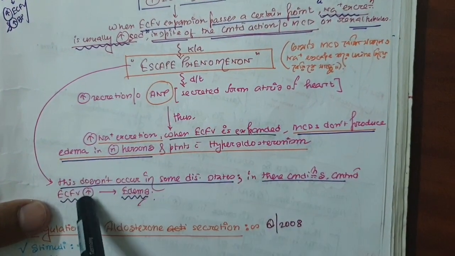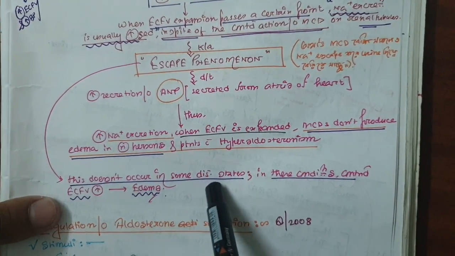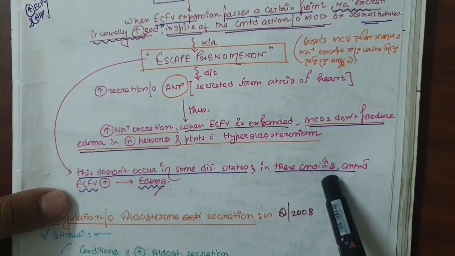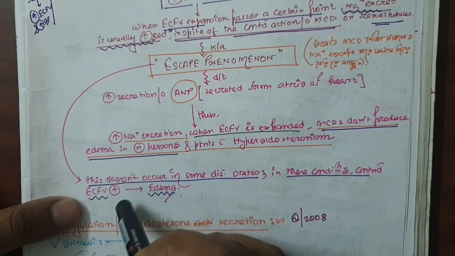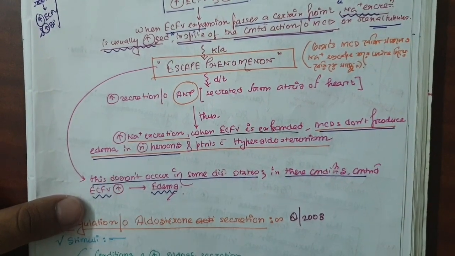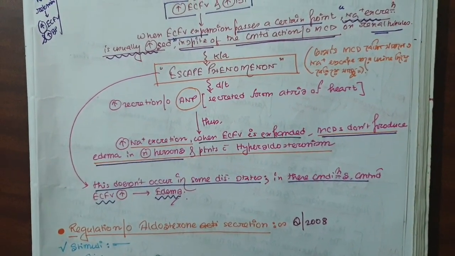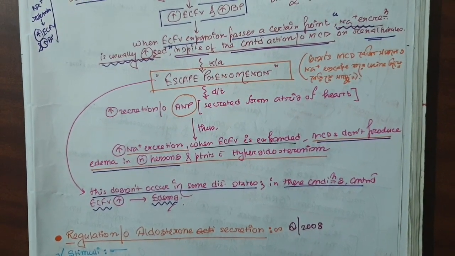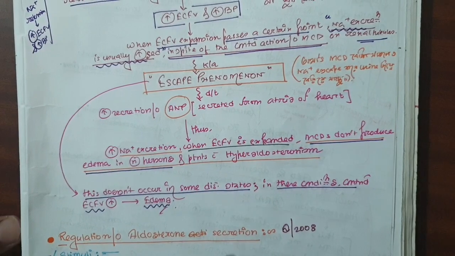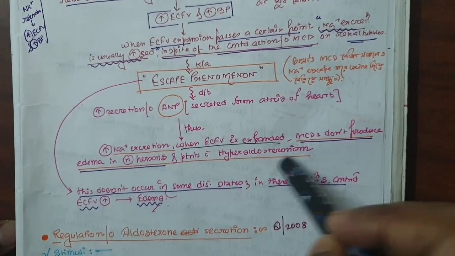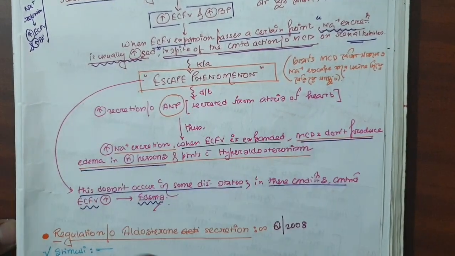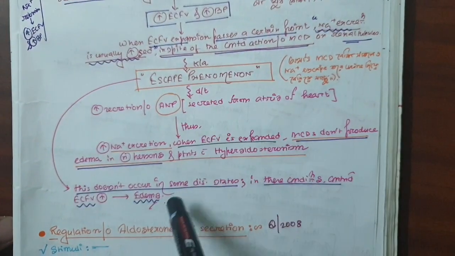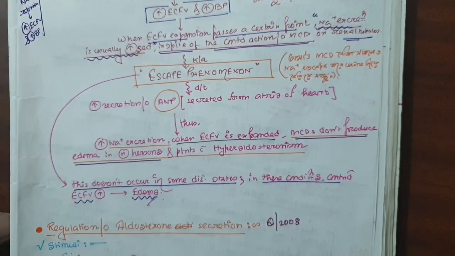And this escape phenomenon doesn't occur in some disease states. In these conditions, the ECF volume expansion continues. In some cases, it is seen that ECF volume expansion still occurs even though there is a protection barrier by this ANP. In certain diseases, this ANP protection barrier of the escape phenomenon doesn't work, and there is formation of edema.